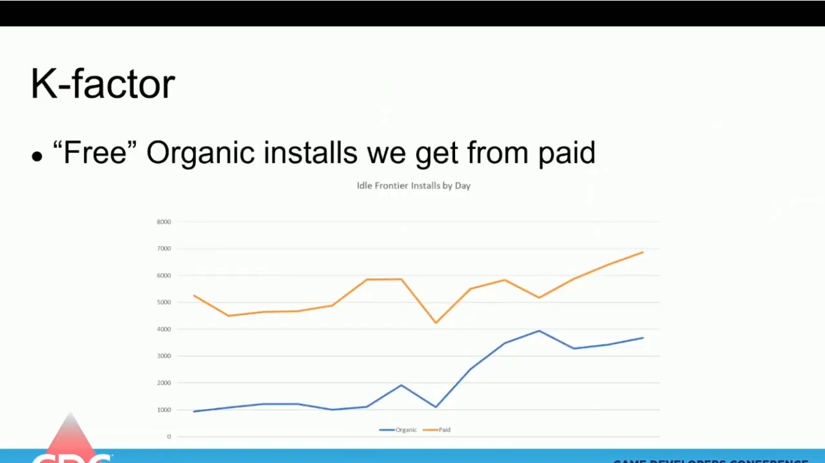We also attribute a small percent of our organic users to our paid. We call this K-factor, and we calculate it based on the lift that we see from our organic baseline as we spend will increase. So some of these users, maybe they saw the ad and downloaded the game later, so they were attributed as organic. Or maybe their friends are playing and they decided to download. But for whatever reason they joined our game, we know that as spend increases, we also see organics increase.